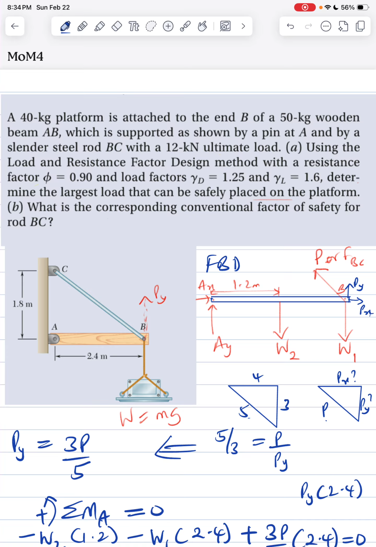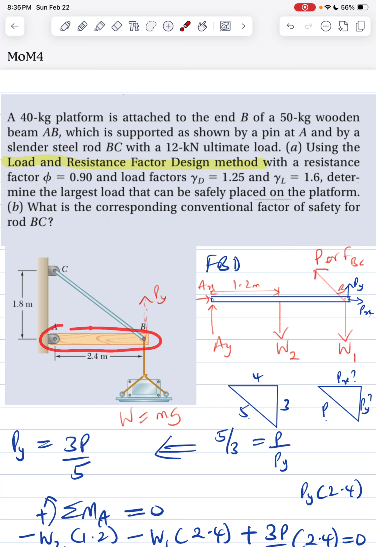Now, in solving this problem, first of all, it says for us to use this method, the load and resistance method. Of course, for problems like this, we start with the free body diagram because we want to demystify all these forces and get to know the components. Now, in drawing this, let's concern ourselves with AB.